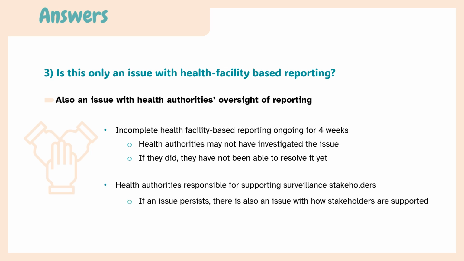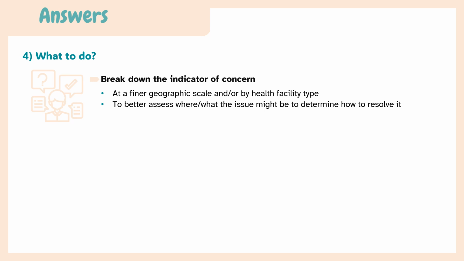Health authorities are responsible for supporting surveillance stakeholders in implementing reporting and testing. Therefore, if an issue with reporting or testing persists over time, there is also an issue with how effectively health authorities support surveillance stakeholders. An advisable first step is to break down the indicator of concern at a finer geographic scale or by health facility type to better assess where and what the issue might be. This would help investigate the cause of the issue to determine how to resolve it.